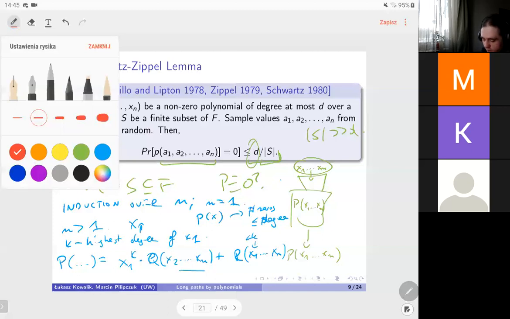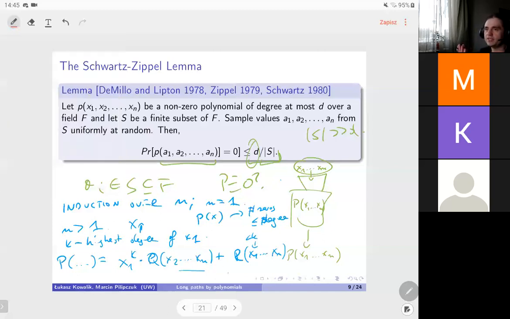Okay, so now I'm randomly sampling the values. Think of it as first randomly sampling values for x2 up to xn, and then sampling the value for x1. So I sampled values a2 up to an, but x1 is still a variable. By the induction hypothesis, the probability that this will be zero is smaller than (d minus k) over the size of S.